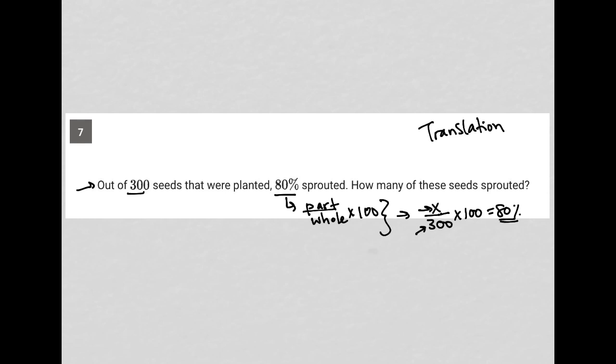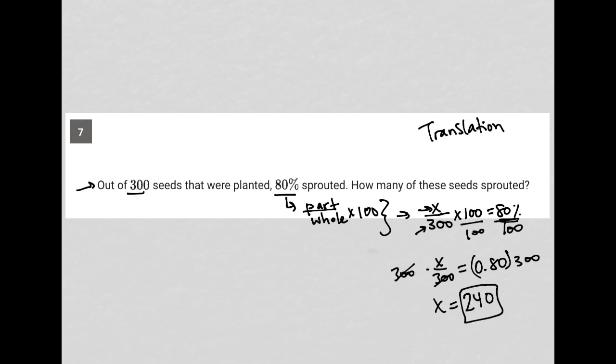So now how do I do the math here? I am going to divide both sides by 100. So I get x over 300 equals 0.80. I can then multiply both sides by 300. So my 300s cancel out, and I have x equals 300 times 0.8, which if you use your calculator, you see that that value is 240. So 240 is the answer to this question.